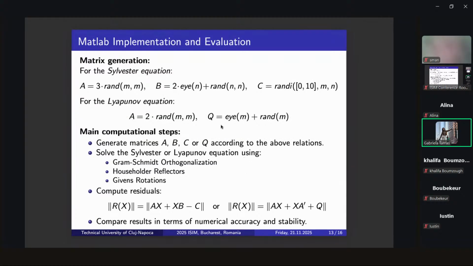On this slide we have the general forms of the matrices for the Sylvester and Lyapunov equations. The process includes 4 steps. First, we generate the matrices A, B, C, or Q. Then we solve the equation using different numerical methods such as Gram-Schmidt, Householder reflectors, or Givens rotations. Then we compute the residuals, which you can see on the slide. And finally, we compare all the obtained results in terms of numerical accuracy and stability.